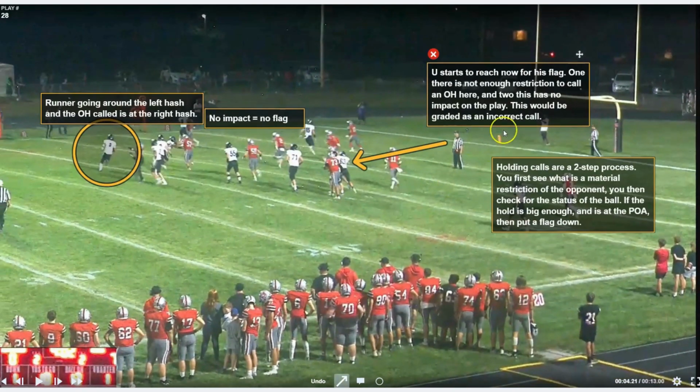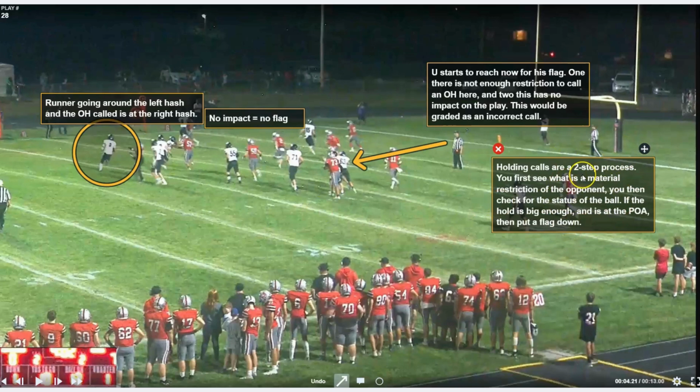Umpire, again, the umpire starts to reach for his flag. One, there's not enough restriction for this to be a hold. Two, look where this potential hold is, and look at where the runner is. This has no impact on the play. This is a warn at best, but really, it's not even a warn. There's just not enough restriction here.